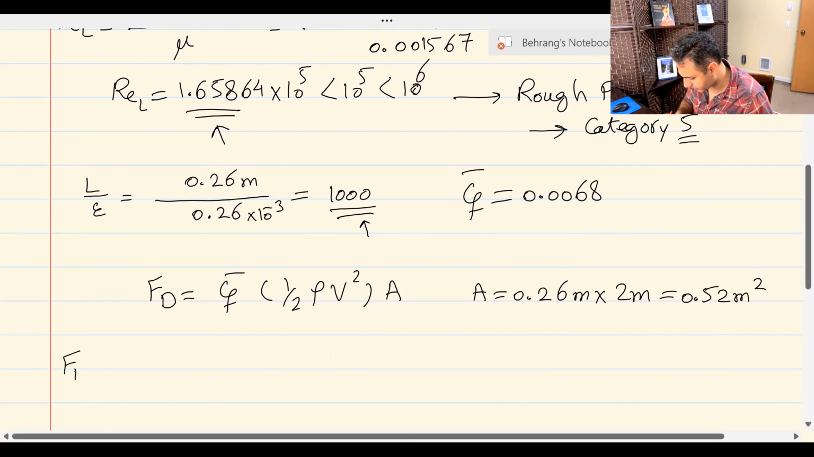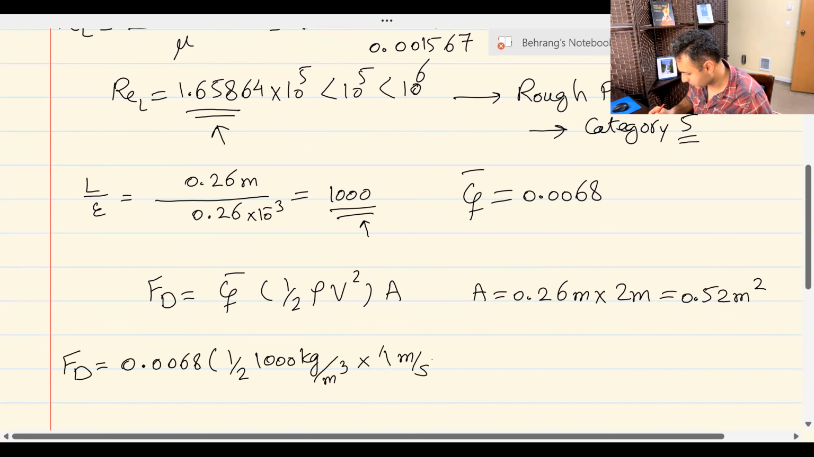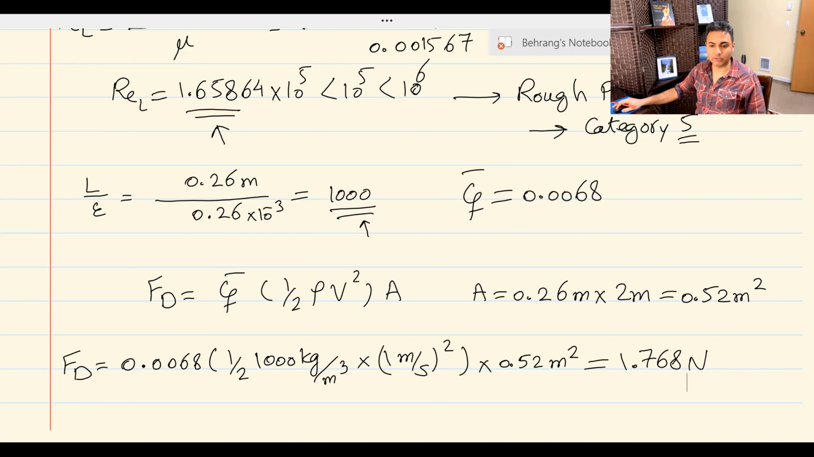Yes, that would be the value, and area becomes 0.52 meters squared. So the drag force becomes CF, 0.0068, times 1/2 times 1,000 kilograms per meter cubed times velocity. The velocity happened to be 1 meter per second, squared, like this, times 0.52 meters squared. And eventually the drag force for this particular case would be 1.768 Newton. That's the value of the drag force.